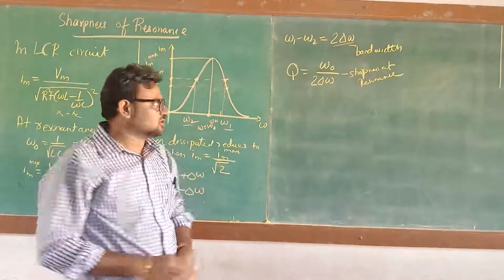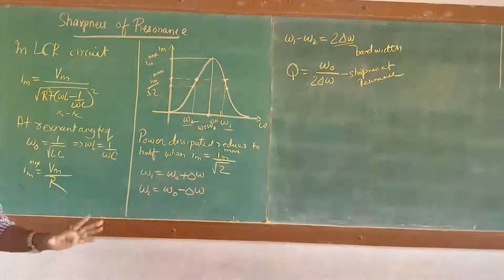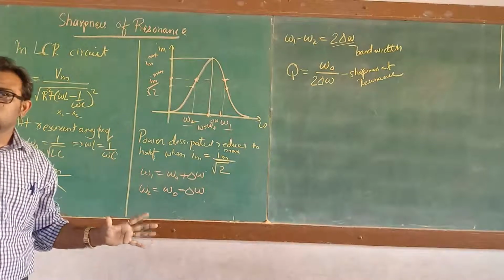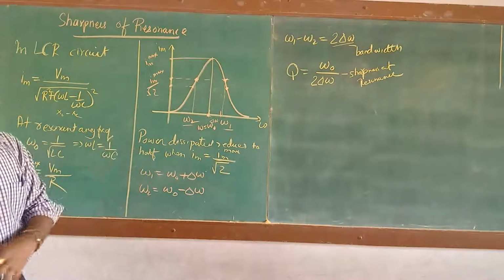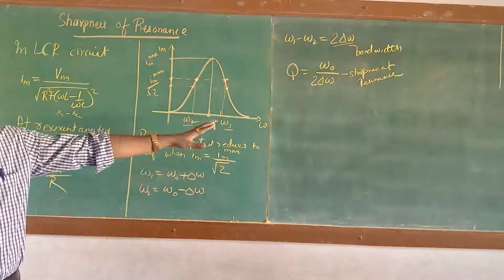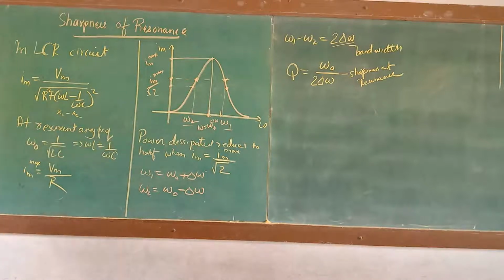Clear? So this is the first part of sharpness of resonance. First note it down and then we will move further and derive the formula for Q factor. So first note this down.